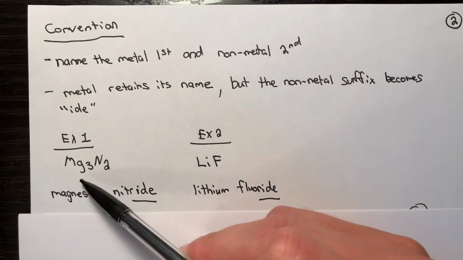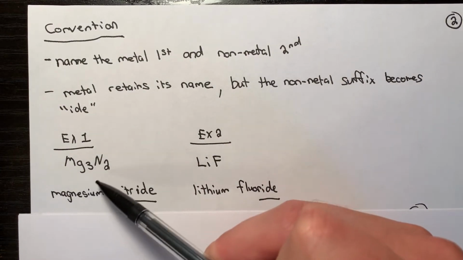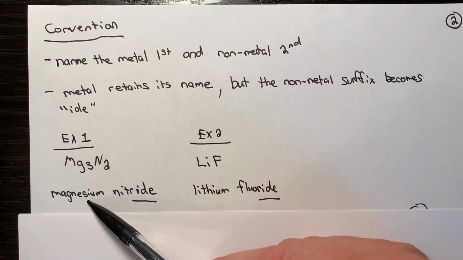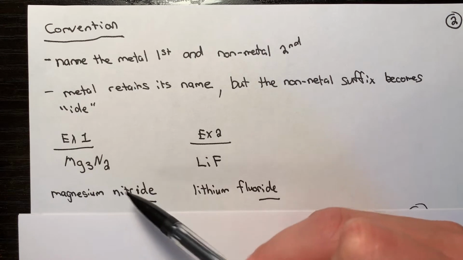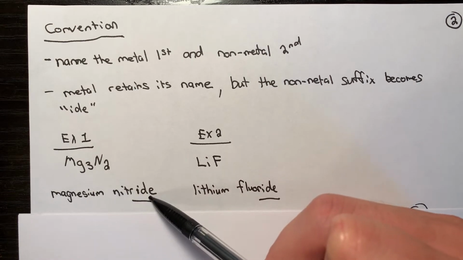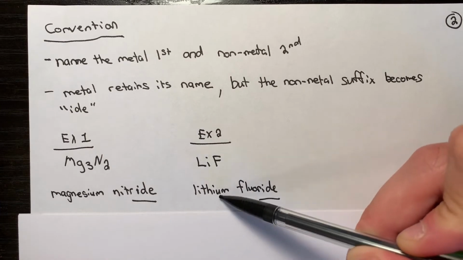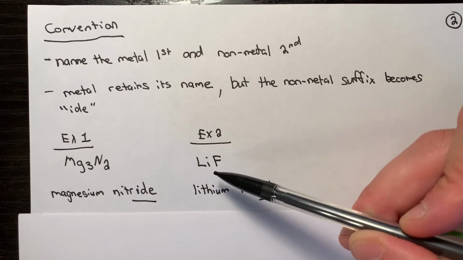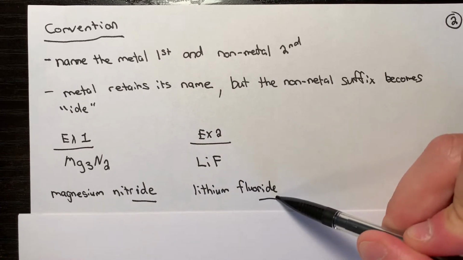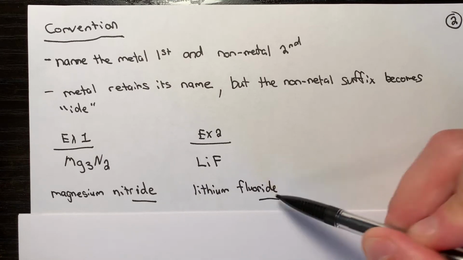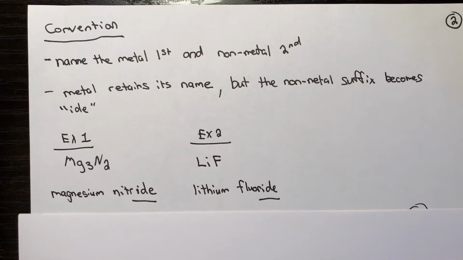So in these two examples, pretty straightforward here. We have an ionic compound, again binary, metal, nonmetal, magnesium and nitrogen. Magnesium retains its name, but it's the nitrogen, the ending, that suffix, becomes IDE. We find the same thing in example 2 here, where lithium, again the metal, nothing changes, but it's the IDE suffix that gets added to our nonmetal, that second portion of our ionic compound.